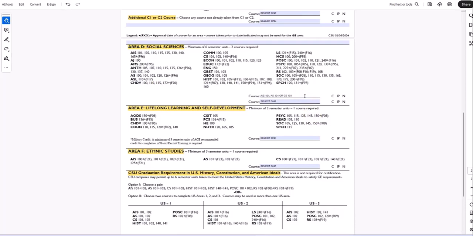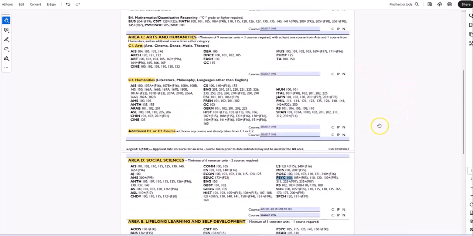Be careful about picking random classes from Area D. The reason why is a lot of times your major will require certain classes. For instance, if you're a business major, you're most likely going to be required to take Econ 101 and 102. If you're a psych major, you'll be required to take psychology, and so on. So just be careful about just picking random classes.